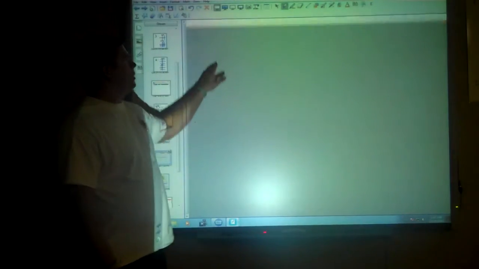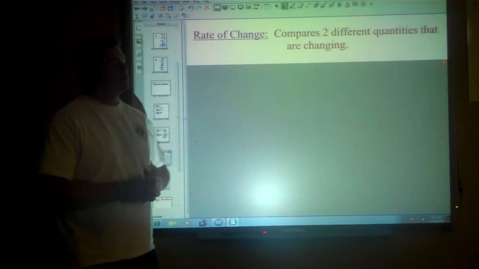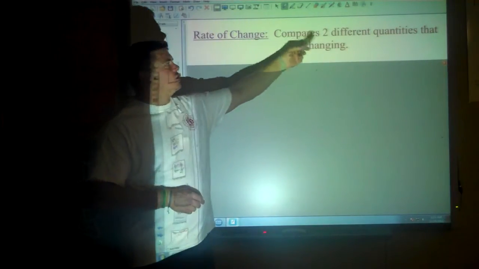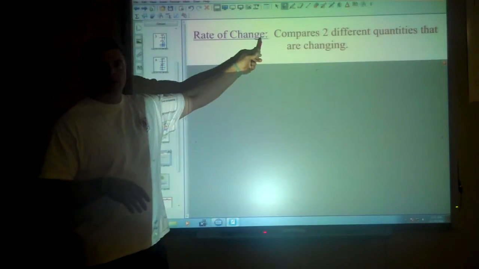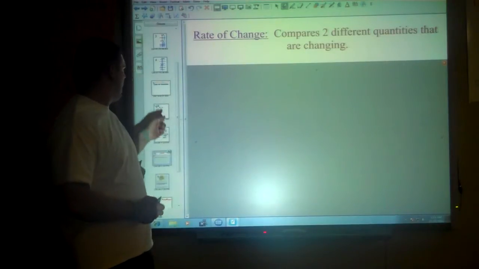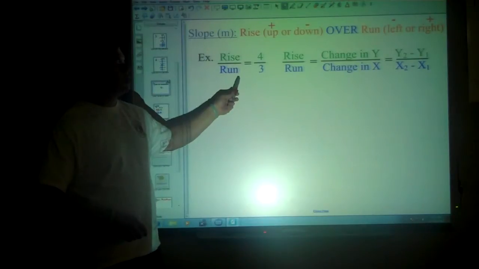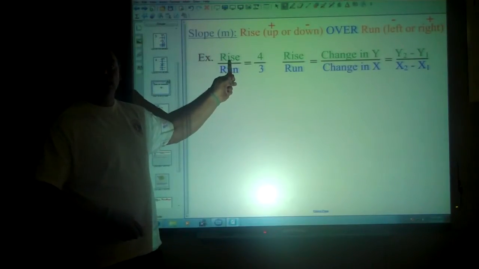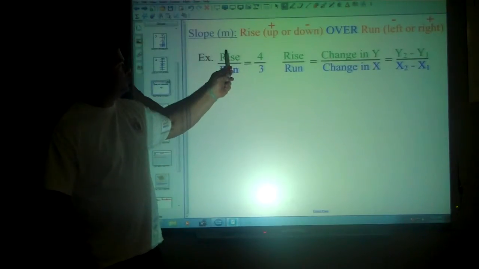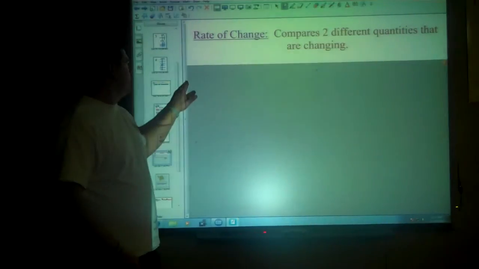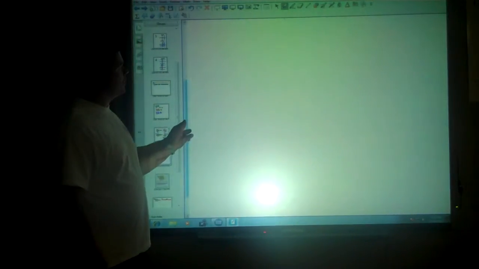Alright, this last example, I just want to point out, by the way, too, that we were talking about rates and ratios the other day, and that when we are comparing two different quantities, that's a rate of change. Rise over run is comparing two different quantities, which means this is actually a rate. Just like the rate of speed is miles per hour, two different quantities, this is two different quantities of rise and run.